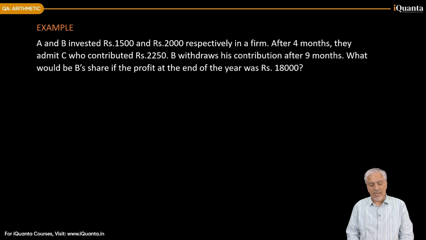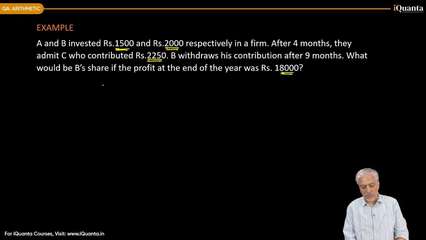So the first one: A and B invested rupees 1500 and 2000 respectively in a firm. So they have taken 1500 and 2000 and they put it in a firm. They started a business. After 4 months, they admit C, who contributes 2250. So there are 3 people in all. B withdraws his contribution after 9 months. So B was there in the business only for 9 months. What will be B's share if the profit at the end of the year was 18,000 rupees?